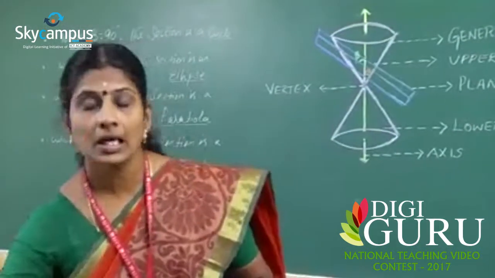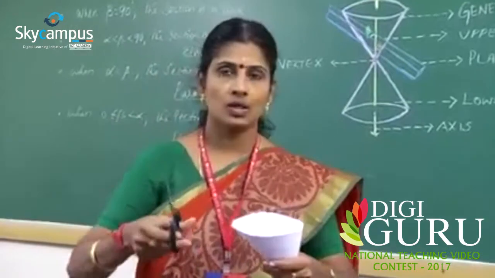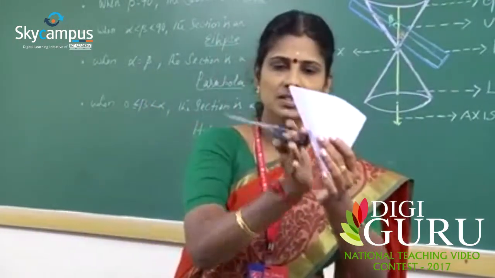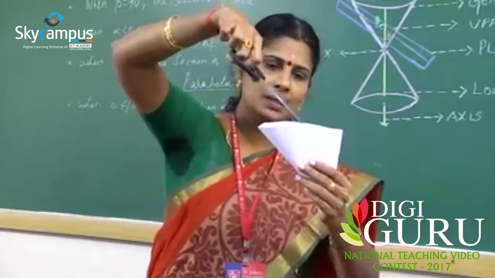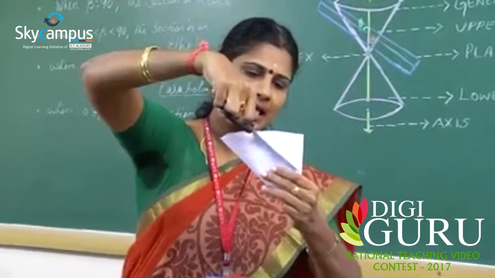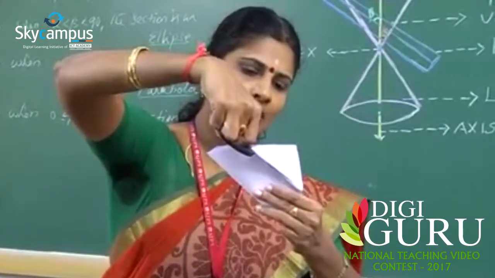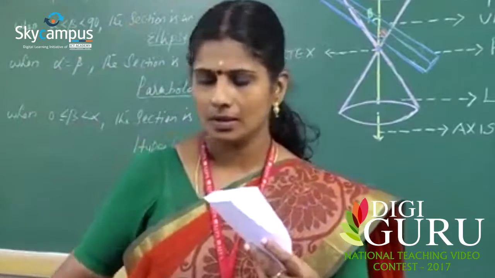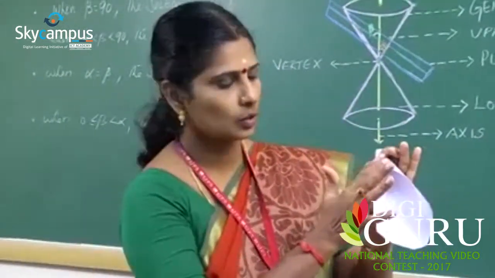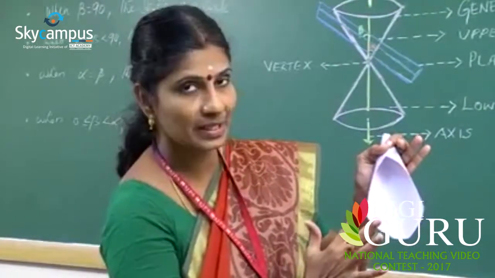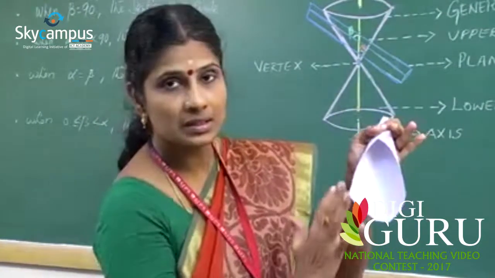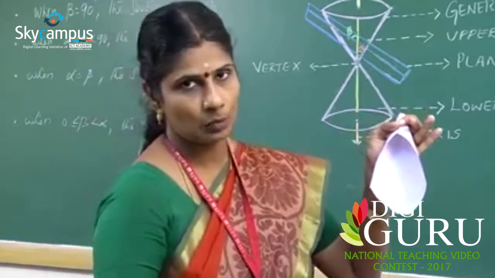Let me show what section we are going to get now. What did I say? I have to take the plane which is parallel to the generator. Consider this is a generator. I am taking the plane parallel to the generator, which makes an angle equal to alpha. Now I am showing the section. This is called a parabola. Look at the section, look at the boundary carefully. This is the section formed when alpha is equal to beta. This curve is called a parabola.